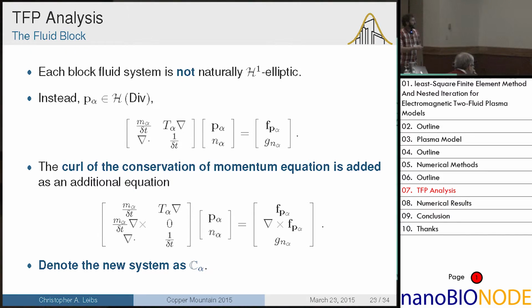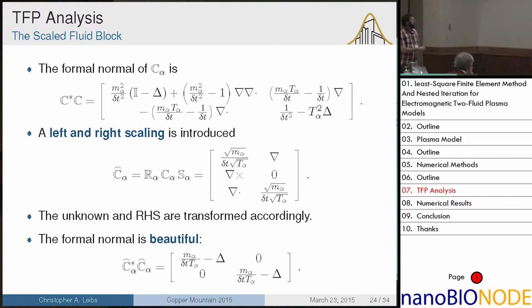So if you go ahead and you follow through and you work out the formal normal of this thing, it's not terrible, but some of the scalings mess this up a little bit and we end up with one of these grad div blocks here. Of course, we said, why don't we go into the same methodology here? Let's scale this thing and see what we can get rid of.